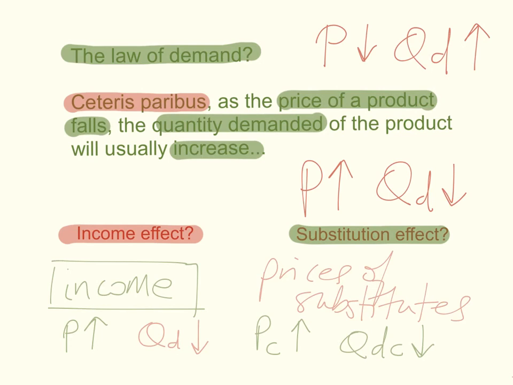And the opposite is true. If the price of Coca-Cola falls and the price of Pepsi remains the same, people will buy more Coca-Cola because they will substitute. They will buy more Coca-Cola instead of Pepsi. So the income effect and the substitution effect both explain why price and quantity demanded are inversely related.